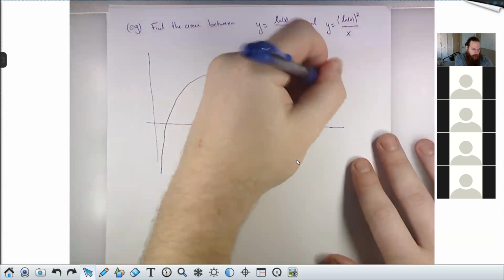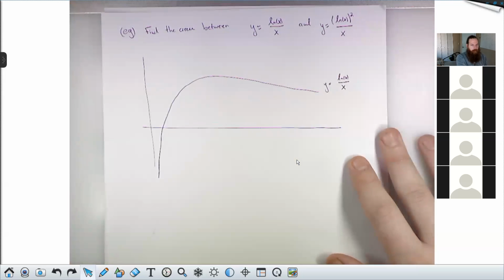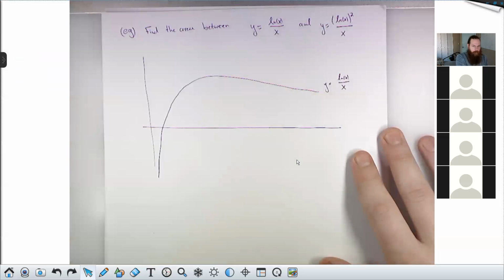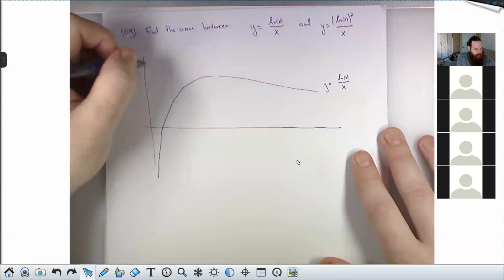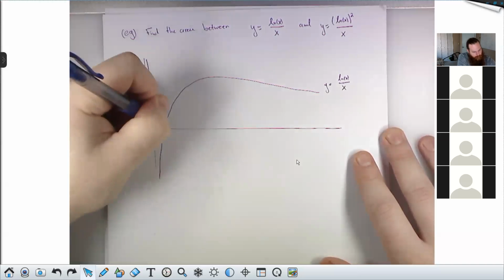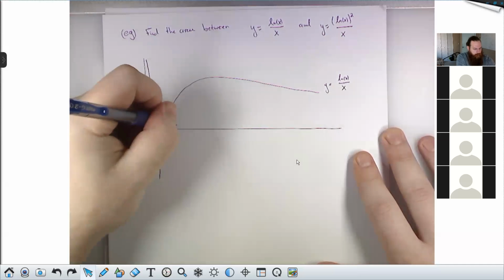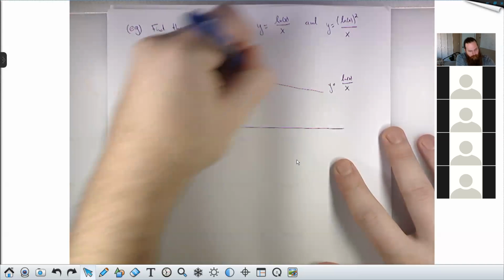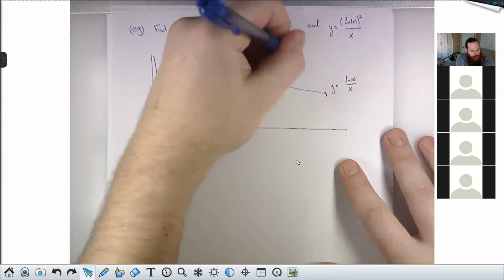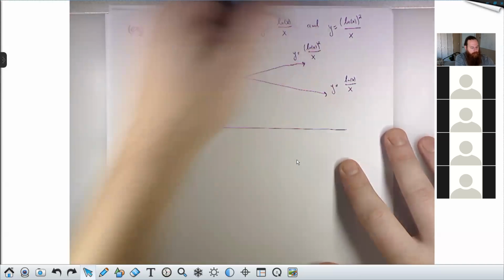This is y equals ln x over x. And then log squared x over x comes down from above. Does it come all the way down? Yeah, it does. It bounces, comes up, switches to concave down somewhere here. This one is y equals ln x squared over x.